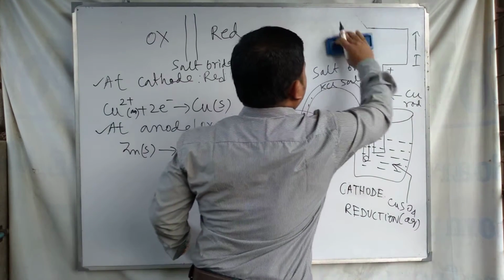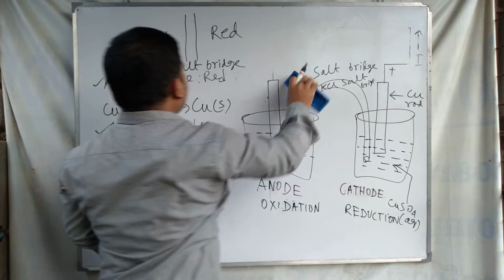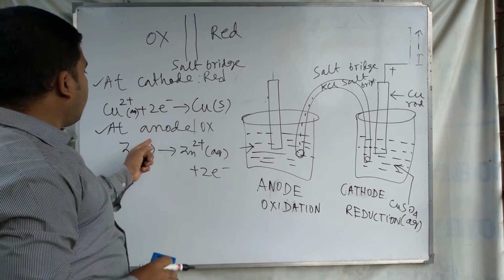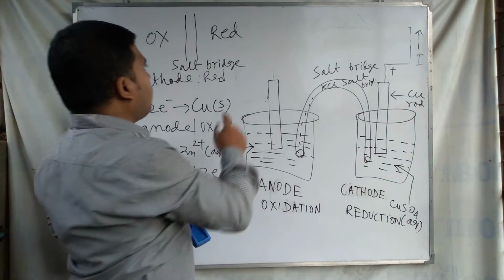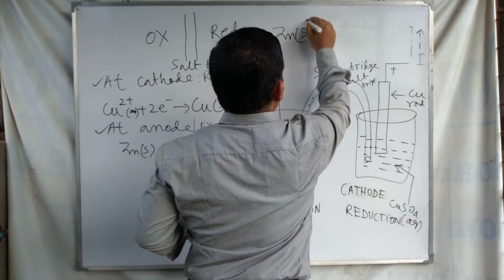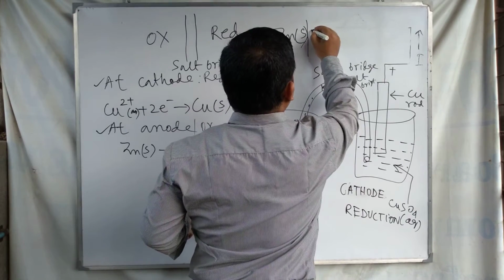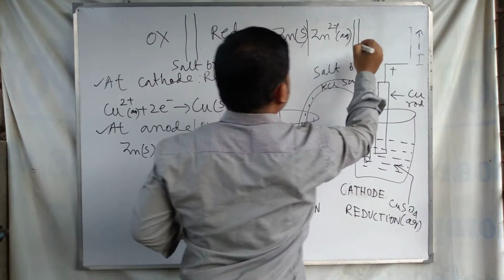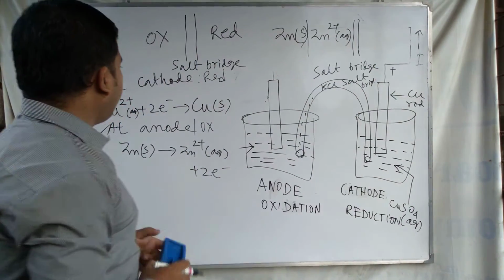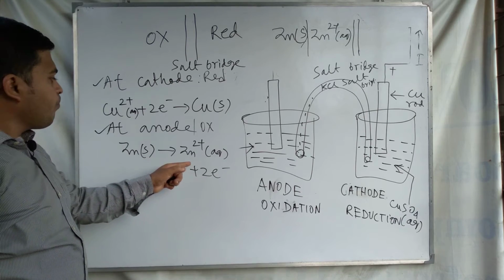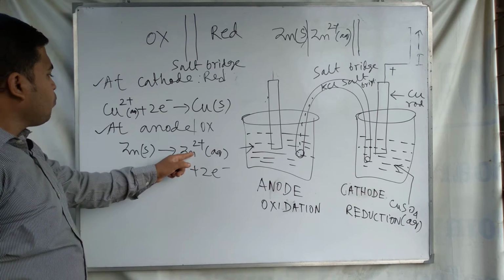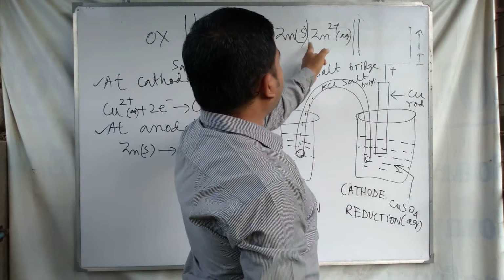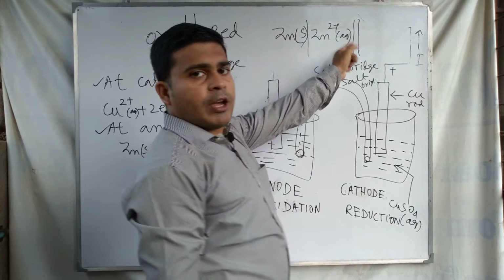Okay, right now in this galvanic cell we are seeing that oxidation occurs at the anode, and the oxidizing form is zinc solid oxidizing to zinc 2 plus aqueous. We are seeing here that zinc solid is oxidizing into zinc 2 plus. So as a result, the oxidation half is defined as zinc solid to zinc 2 plus aqueous.